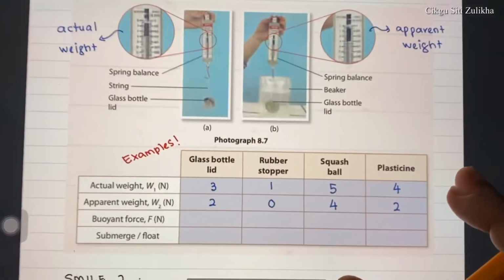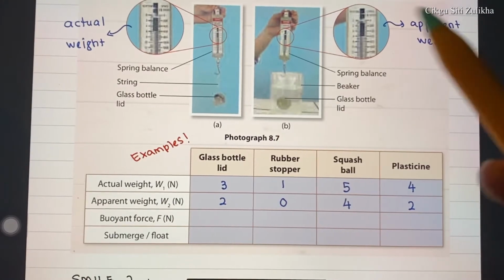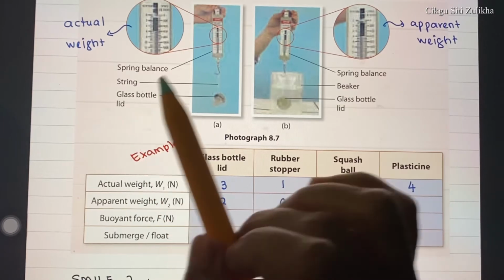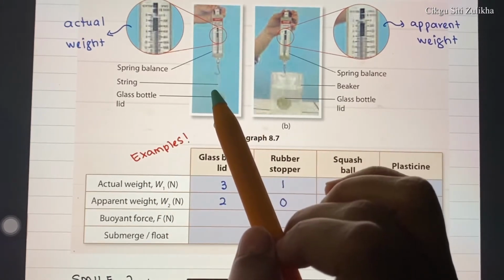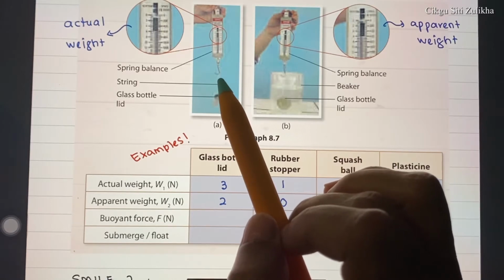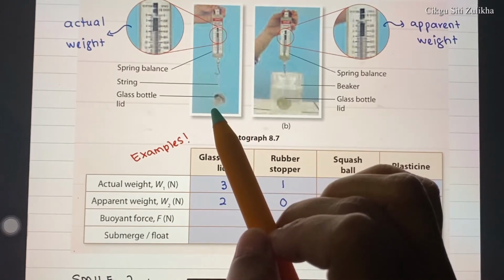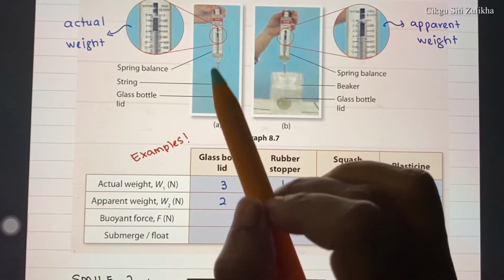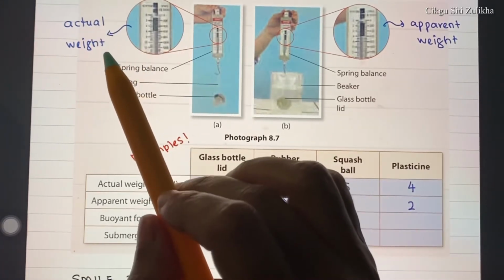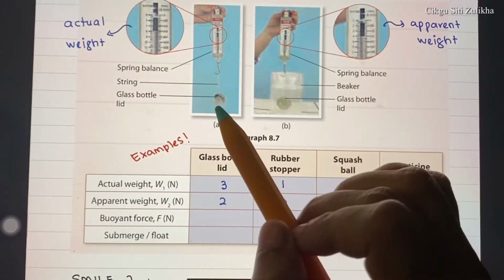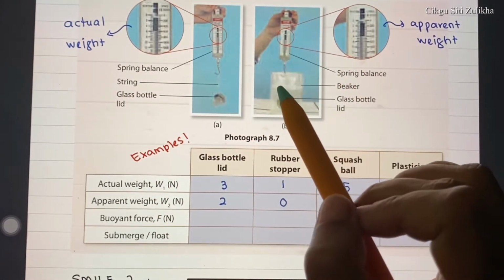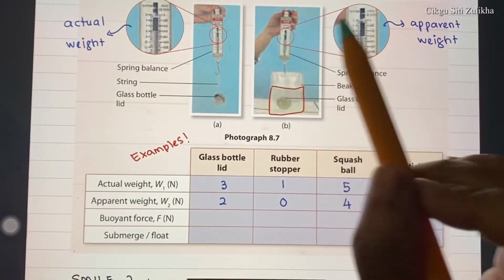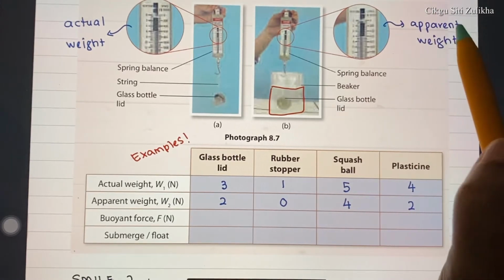Kita tengok this activity. Ada dalam buku teks you. Alright, first thing first, they ambil glass bottle lid. Okay, and then they use a spring balance. They tie a string, connect the spring balance and the glass bottle lid, and they measure in the air, so dia adalah actual weight. For this one, dia ambil this glass bottle lid, dia immerse inside the water. Here is the water. So, they take a reading. So, this reading is called apparent weight.